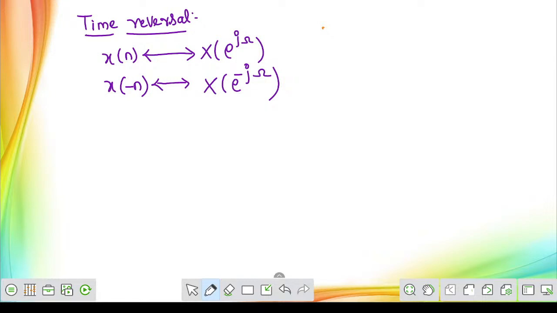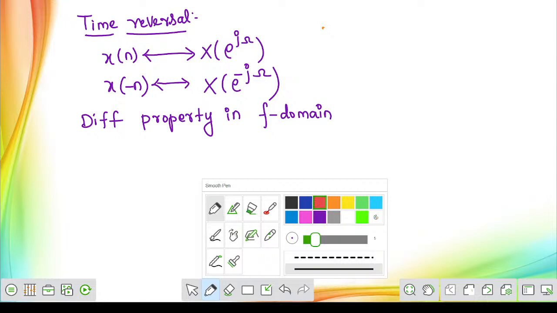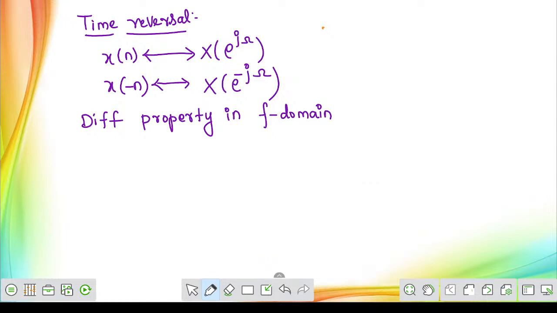Let's enter into the other most important property, the differentiation property, but this will be applicable only in the frequency domain. So differentiation property in the frequency domain. When we are applying the differentiation property in the frequency domain, what will happen? In the frequency domain, you can differentiate a signal. In the time domain, it is the same, as usual. These things we have already discussed.